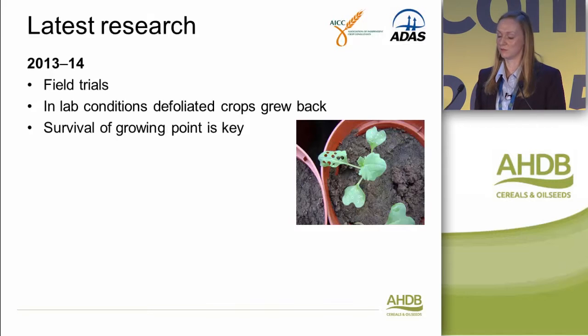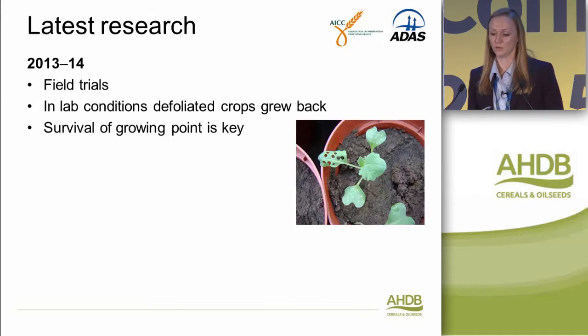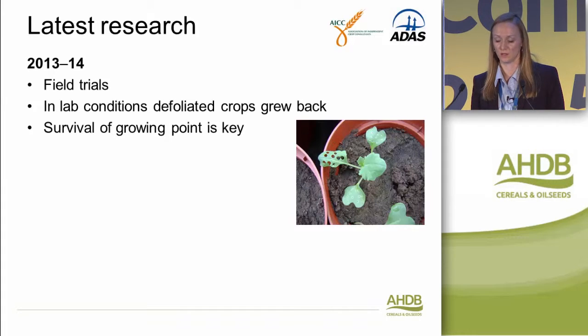So this looked at field trials as well as doing some lab studies looking at the defoliation of the crops. And in this work, they went right back from cutting off both cotyledons to punching holes, as you can see in the picture. And what they found from where they did these lab-controlled experiments were that even where both cotyledons were cut off, the crop managed to grow back. So it just highlighted that the survival of the growing point is the most important thing.